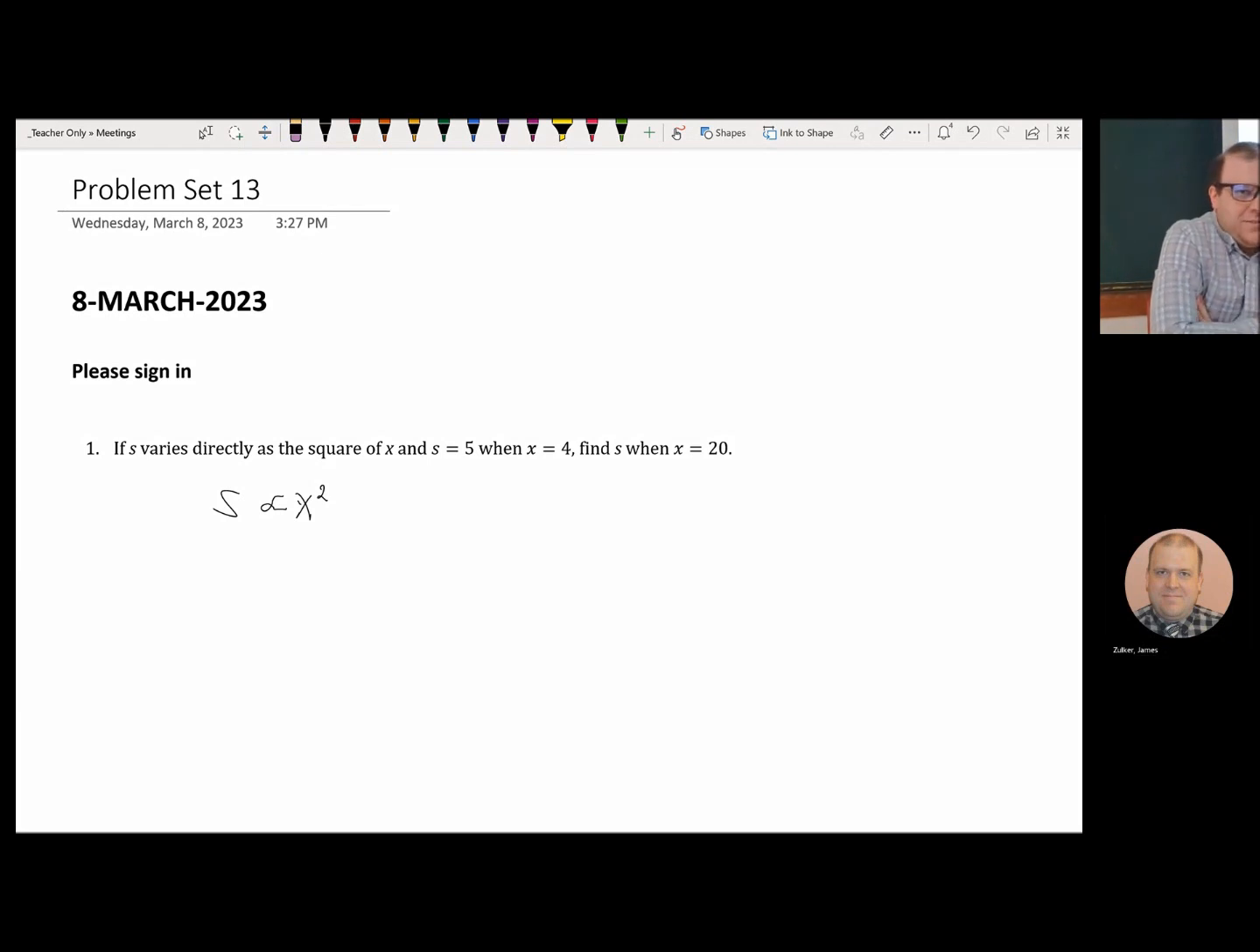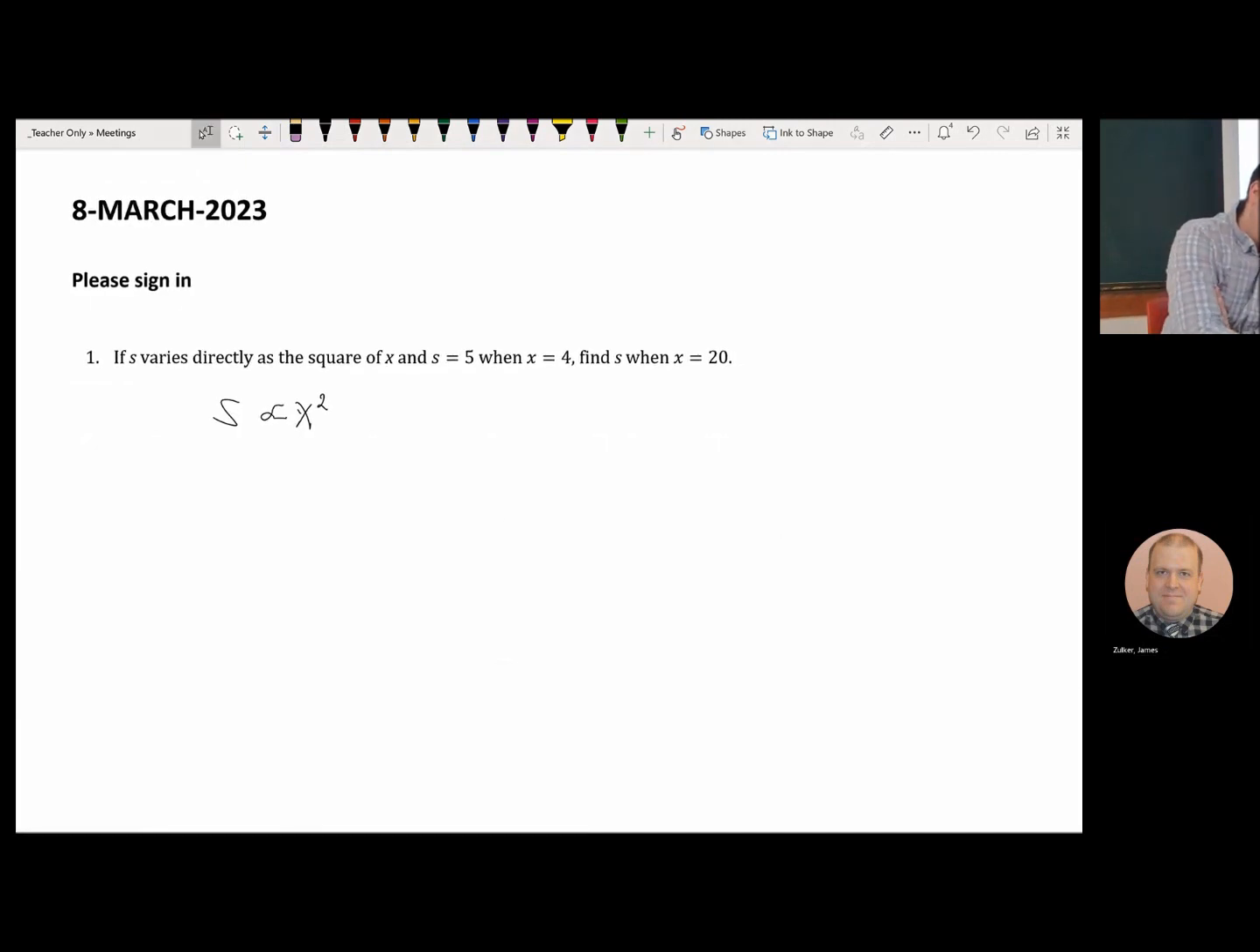So here's what proportional means. You may also see in applications things like force is proportional to length. Restoring force is proportional to the stretch of the spring. What that means is S is equal to some constant times X squared. That constant K is called the constant of proportionality.